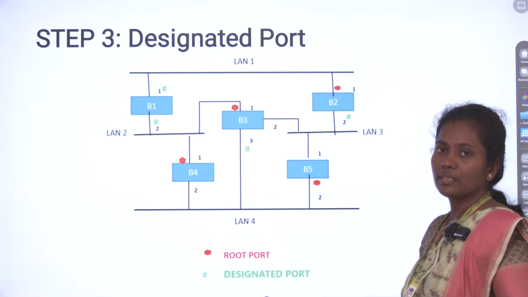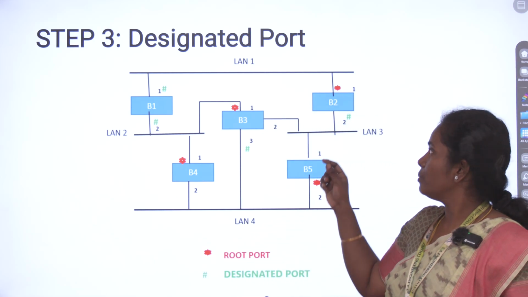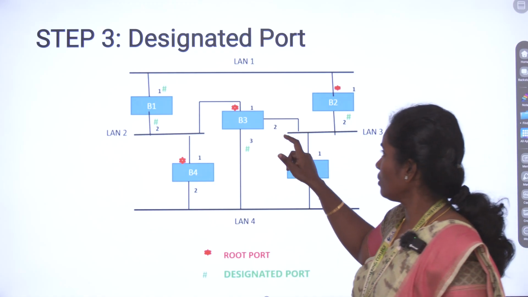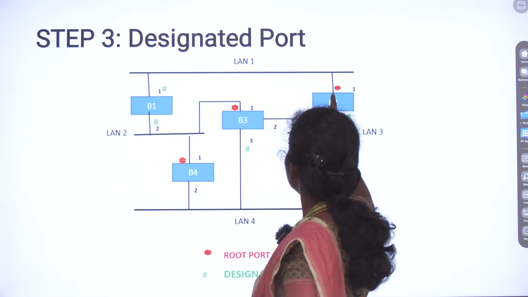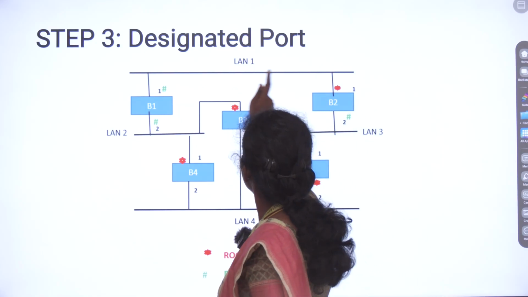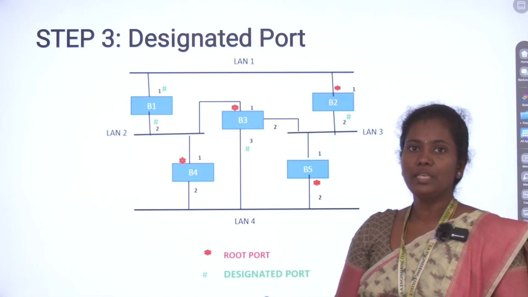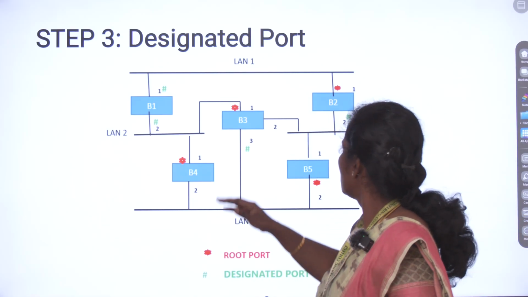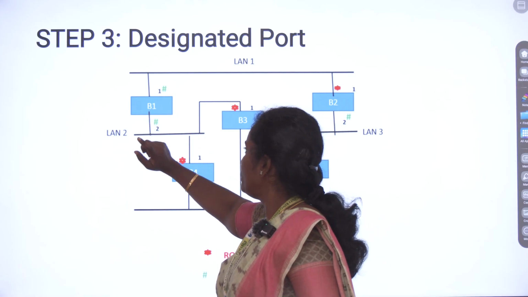Once the root port is chosen, next we will move to step 3, the designated port. It is selected based on the LAN. LAN 1 is connected to bridge 1 and bridge 2. Here we will consider the root bridge. We give preference to the bridge with the lowest index. Compared to B2, B1 is lower, so we are giving preference to B1.